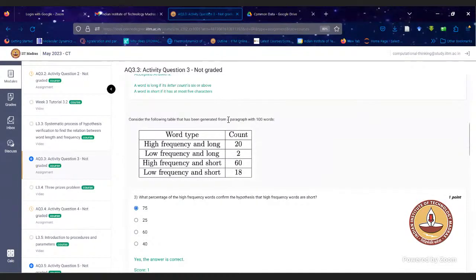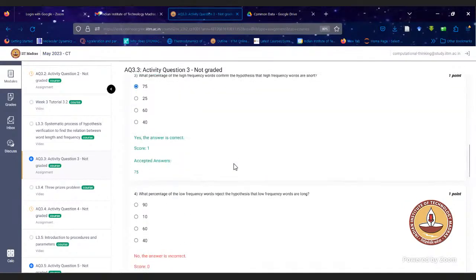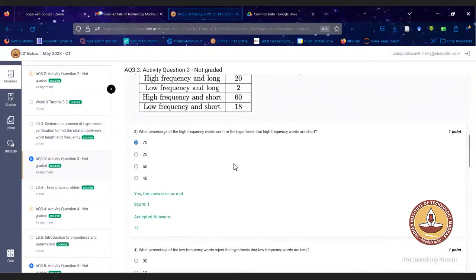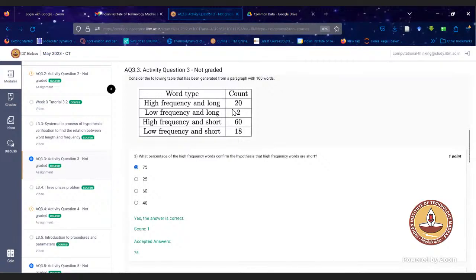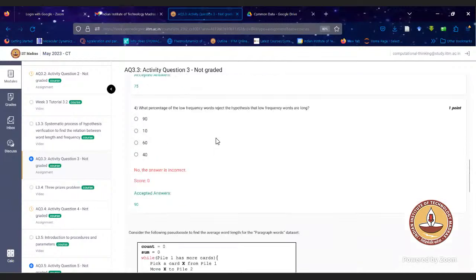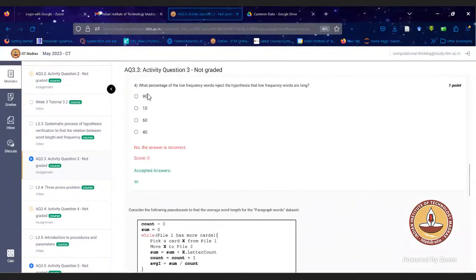Yes, sir. So related to low frequency, their total count is 20. 18 plus 2. So we have to find the percentage. How can we calculate? Out of 20, 18 is there that are low frequency and short. And so when you take the percentage out of 20, it becomes 90%. Yes, sir. That's why the answer is 90%.